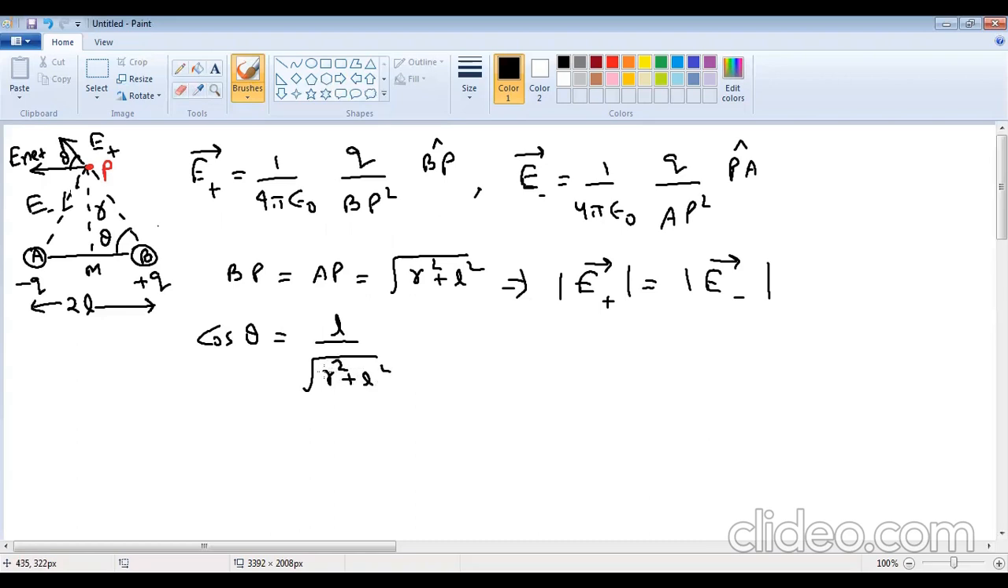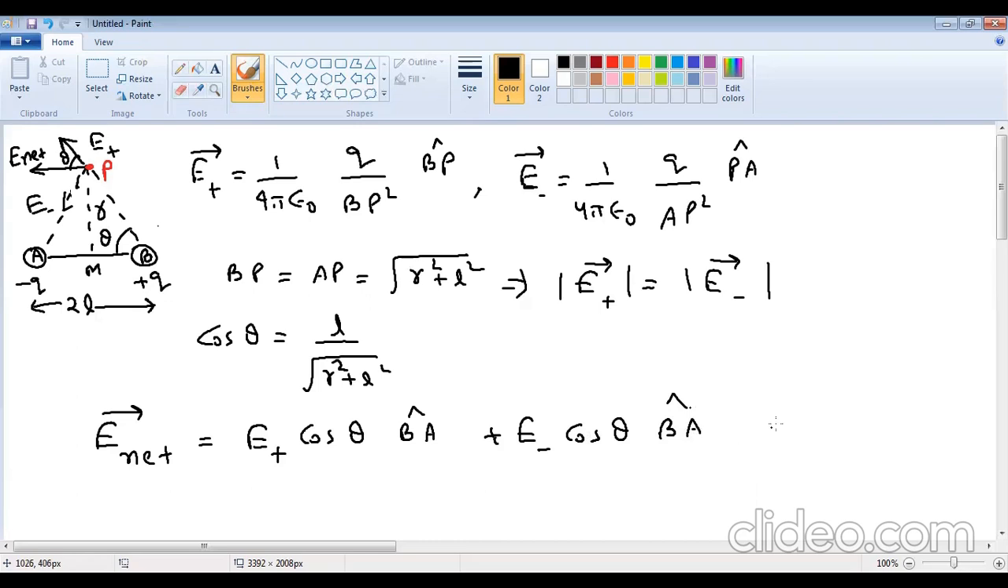Why have we specifically preferred to write cos theta? Why not sin theta or tan theta? We'll just come to it. So as we can see, this net electric field can be written in terms of its components. So what are its components? Its components are E plus cos of the angle theta with a direction BA cap. And it also has one more component, that is E minus cos theta, again with the direction BA cap. What is this direction BA cap?